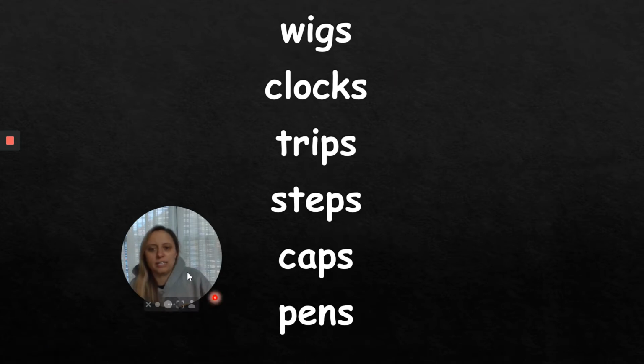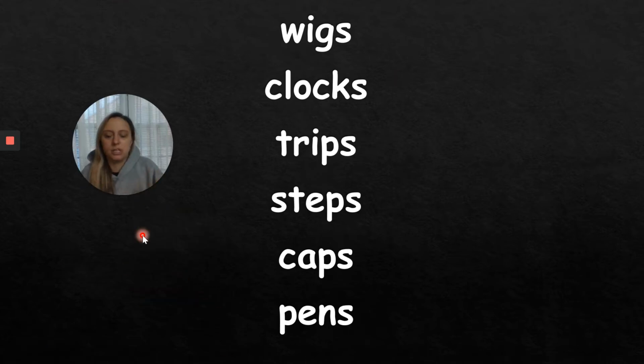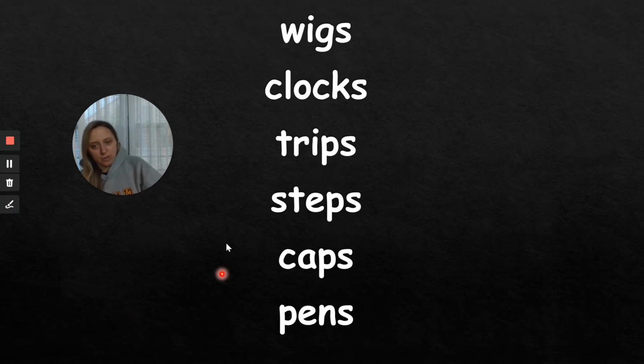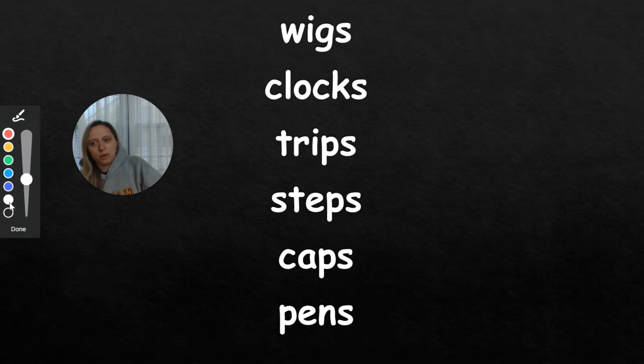Okay, look at this word list here. These are all words that you know how to read. Pause the video and figure out what do all of these words have in common. What is the same about every single word on this list? The words are wigs, clocks, trips, steps, caps, pens. Is it the beginning of the word or the end of the word that is the same? You should have said the end of the word. Each one of these words has a suffix S.